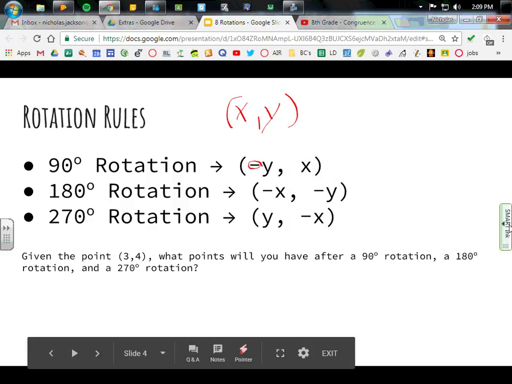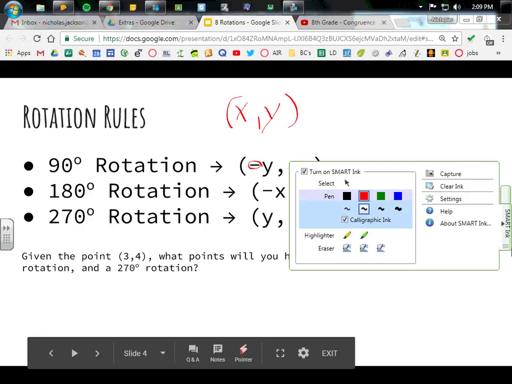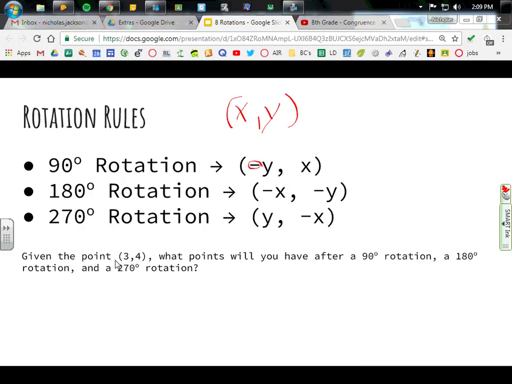All right, so we're going to practice these rules. Given the point (3, 4), what points will you have after a 90-degree rotation, a 180-degree rotation, and a 270-degree rotation? So we're going to apply our rules.